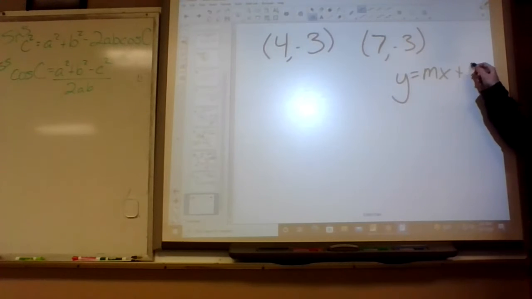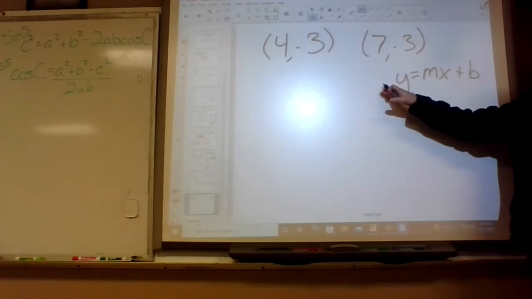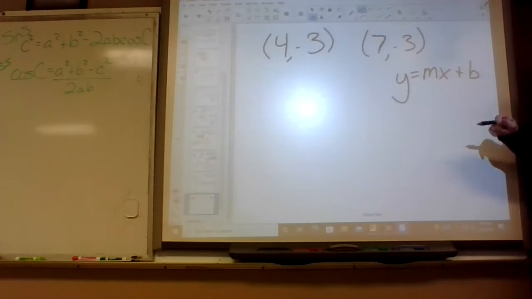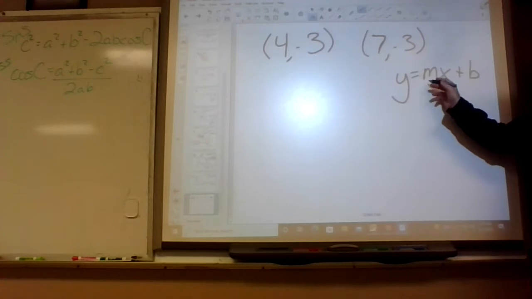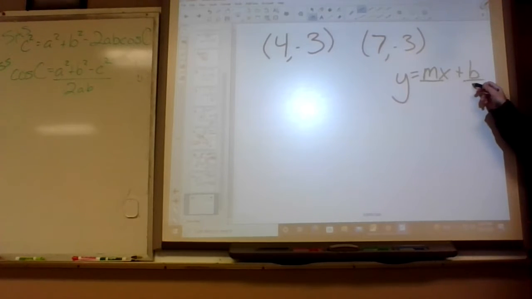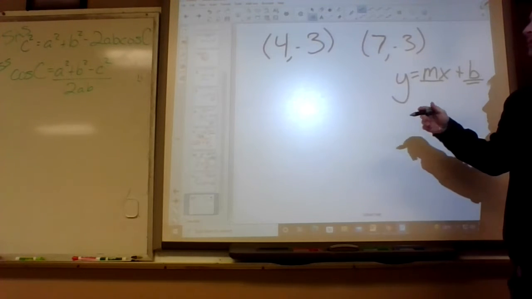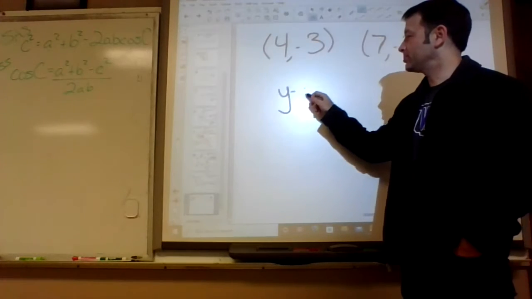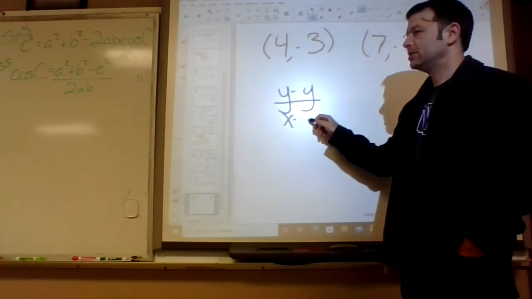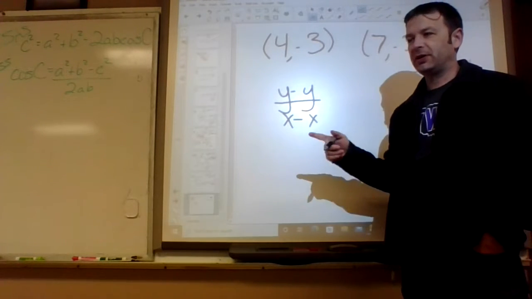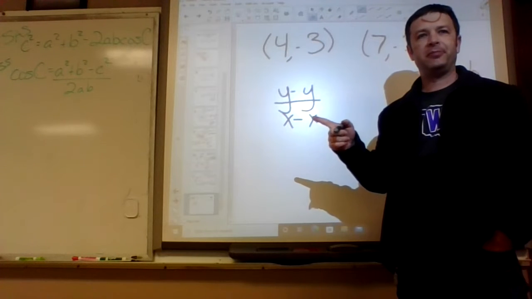That's slope-intercept form. So our answer is going to look something like this. That's what they asked for. That's what we're going to write. But yeah, we need to find the slope and the y-intercept. How do we find the slope, Grant? Y minus y over x minus x. I feel like we're missing this.